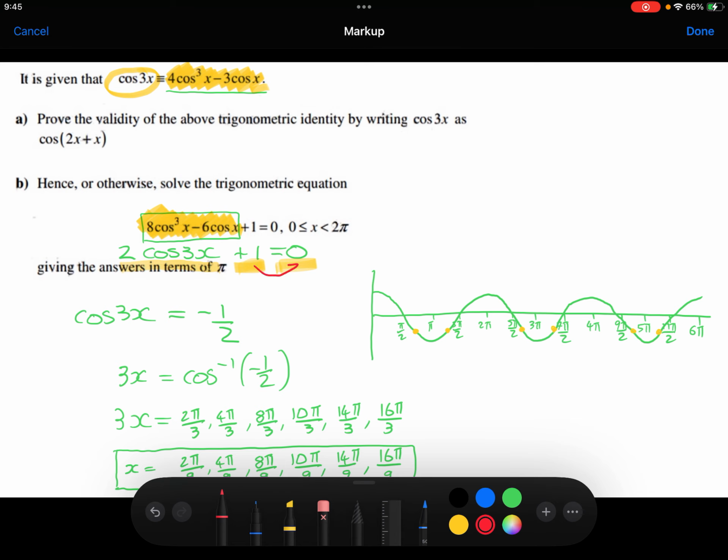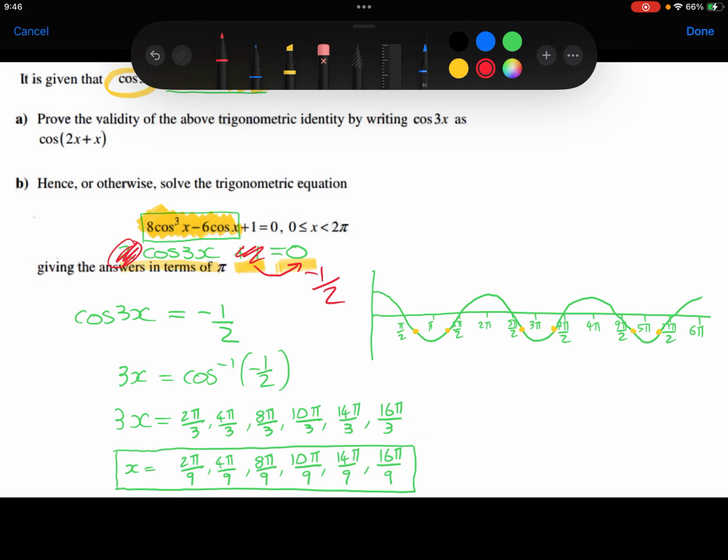I'm then subtracting 1 from both sides, and then dividing both sides by 2. And so I've got cos 3x is equal to minus a half. I've then done cos inverse of minus a half, and that's giving me my first solution of 2 pi over 3.